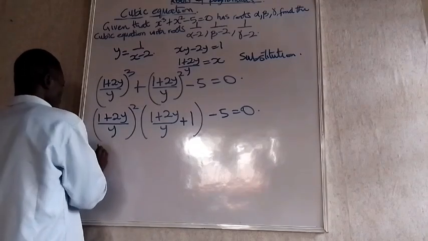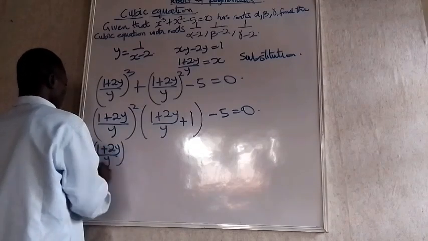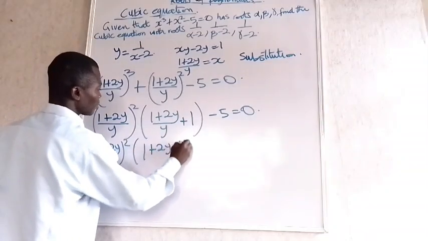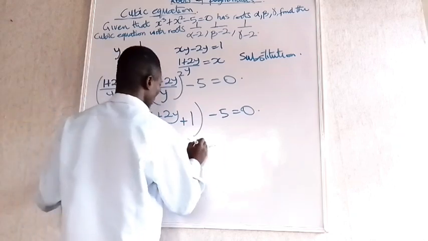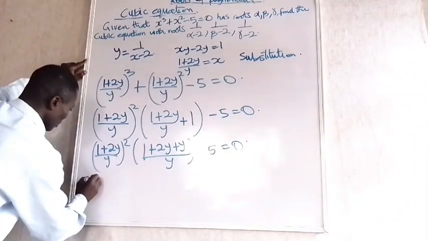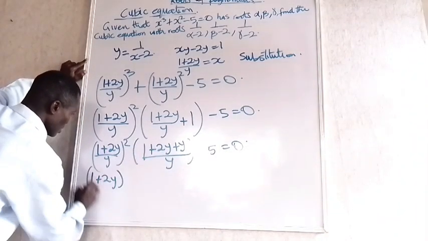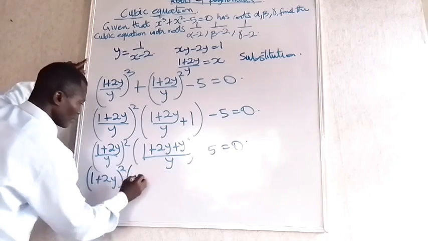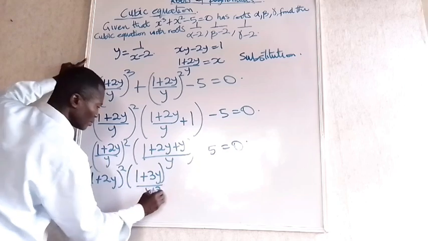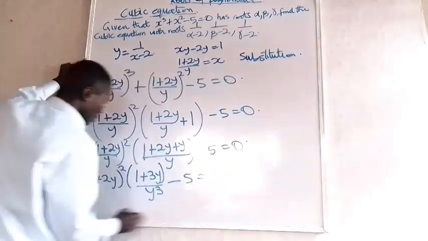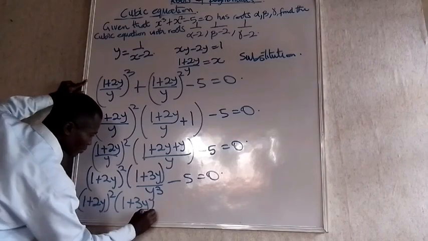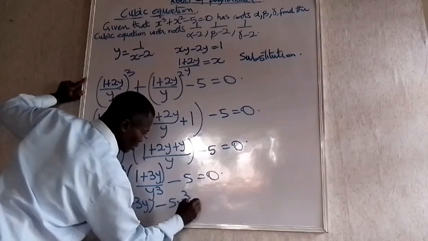So this is going to give me ((1 plus 2y) over y) all squared into (1 plus 2y plus y) over y minus 5 equals 0. So this is now going to give me (1 plus 2y) all squared into (1 plus 3y) over y cubed minus 5 equals 0. So I have (1 plus 2y) squared into (1 plus 3y) minus 5y cubed equals 0.